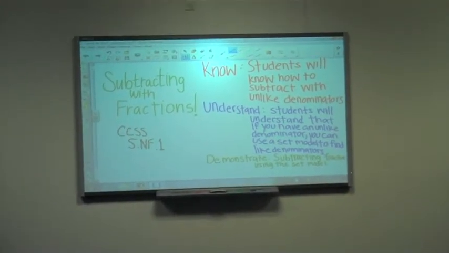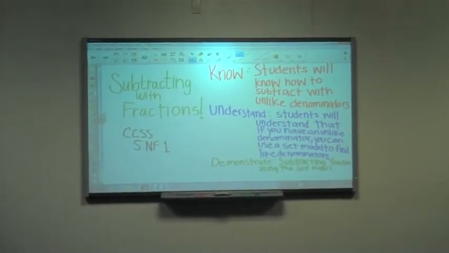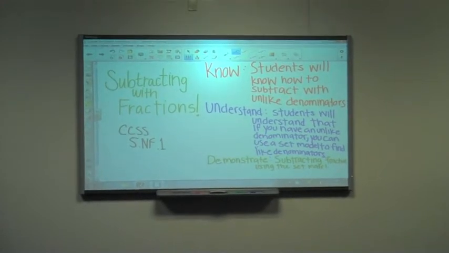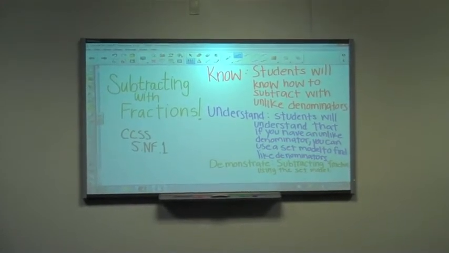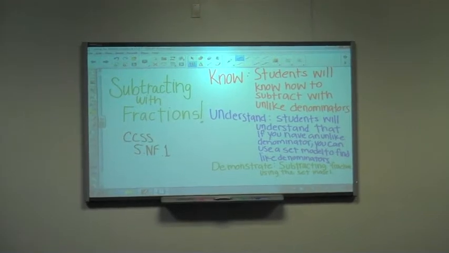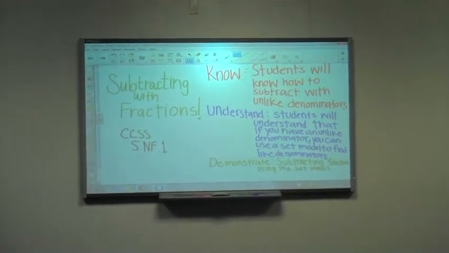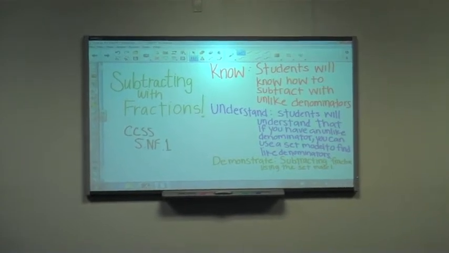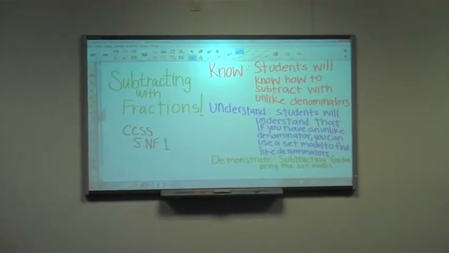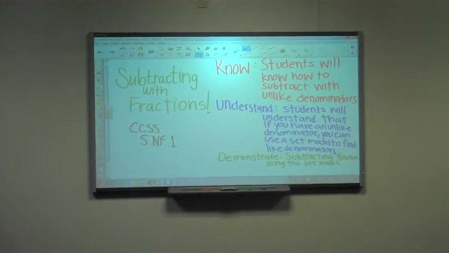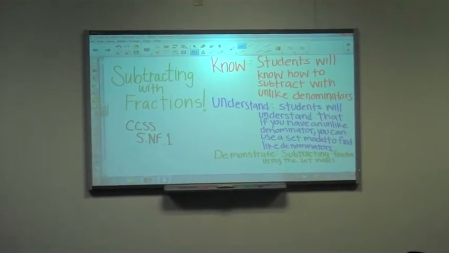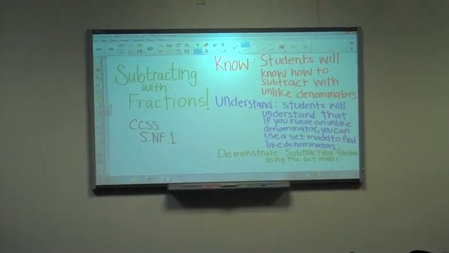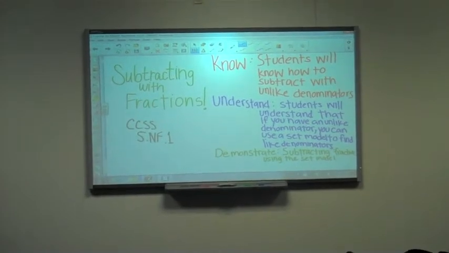Today we will be subtracting with fractions. Common Core State Standard 5.NF.1. Number and operations fractions. Use equivalent fractions as a strategy to add and subtract fractions. Add and subtract fractions with unlike denominators, including mixed numbers, by replacing given fractions with equivalent fractions in such a way as to produce an equivalent sum or difference of fractions with like denominators.